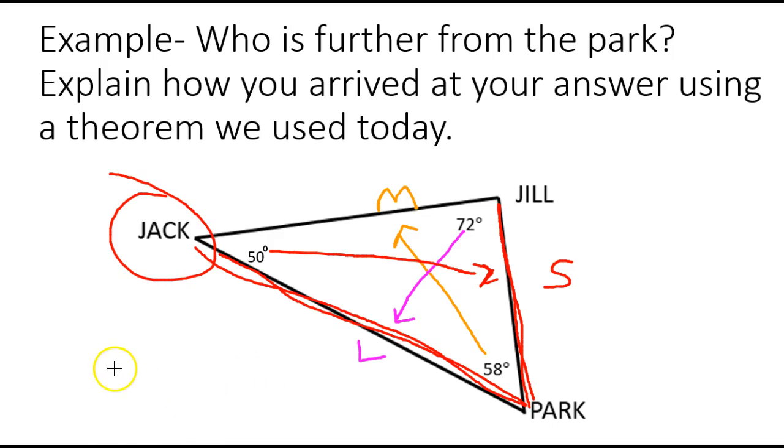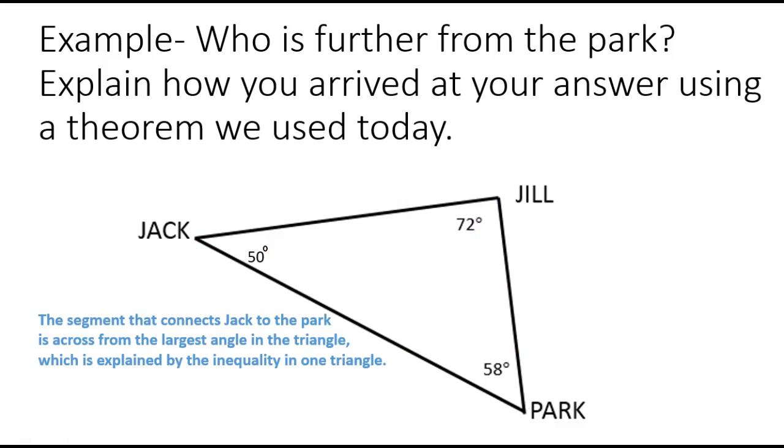because, and here's where you're going to explain, the segment that connects Jack to the park is opposite of the largest angle. And that's an inequality in one triangle. If you are looking for a written explanation to put into your notebook, here's one for you. You can pause the video and jot that down. Basically, it is exactly what I summarized just a moment ago.